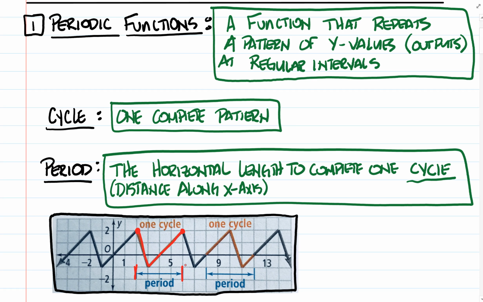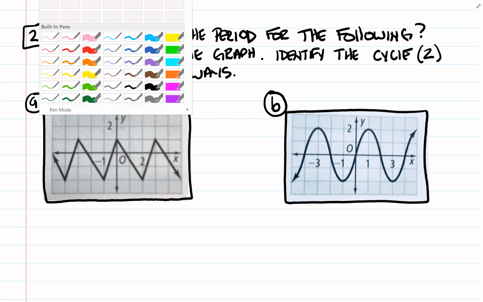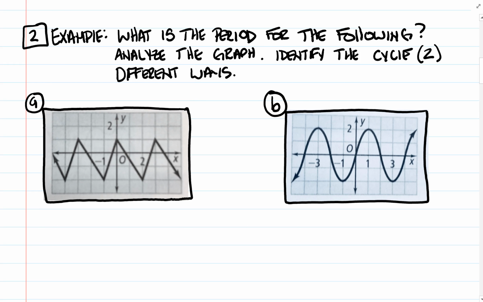So box number 1 is just an overview of all of the words that we're going to be using to talk about in this lesson. Okay, let's get an example for box number 2. The question is, what is the period for the following? It wants us to analyze the graph and then identify the cycle 2 different ways. So again, I will give you a red pen here. Let's talk about example A first.